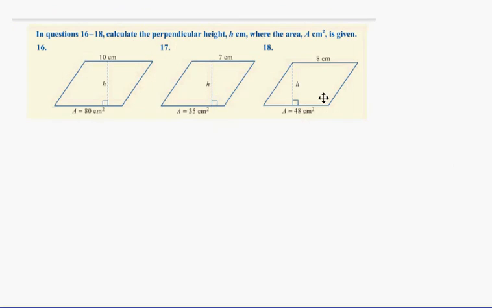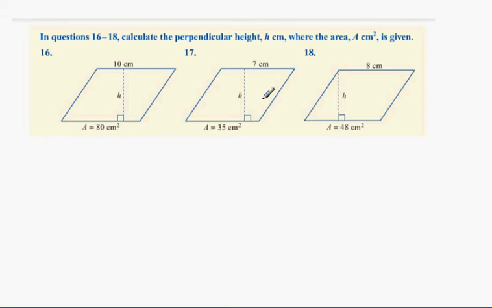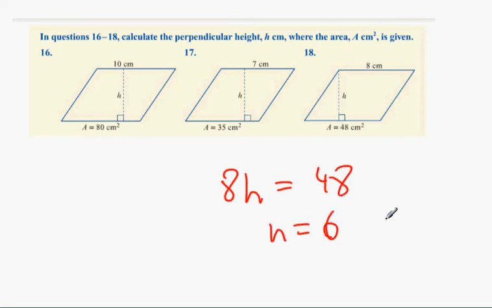The next one is slightly more difficult because it gives you the area. Okay? Area equals base by height. So base by height is going to be 8 by h, and that equals 48. H therefore equals 6. Is that right? Yeah.